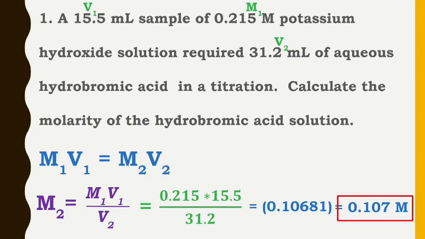But above all, no matter what you call them, no matter whether you use 1s, 2s, A's, or B's, you need to make sure that these numbers are talking about the same solution, especially since we have this word connecting them. I have 15.5 milliliters of this stuff. Those numbers go together every single time. You're going to multiply them together and divide by the third number that doesn't belong with them, that isn't the same solution.